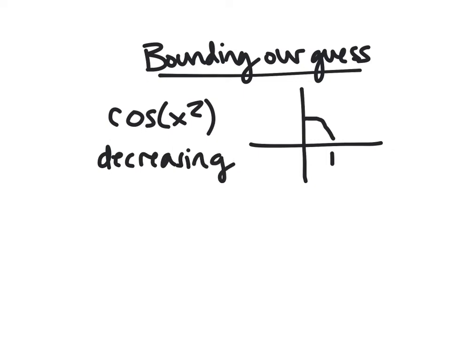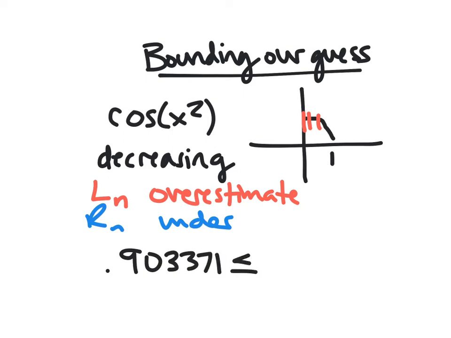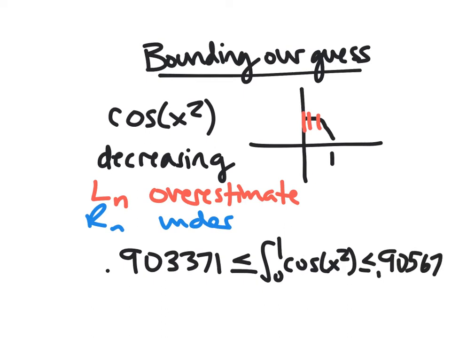And we should remember that if you have a left sum, right, all of these left endpoints are going to be higher than the right ones because you decrease from left to right. So this means that L_n should be an overestimate for our actual integral, and R_n should be an underestimate. So this means that we have our 0.903371 as an underestimate or a lower bound, and then here's our integral, and then it's between that and our 0.90567 from the left sum.